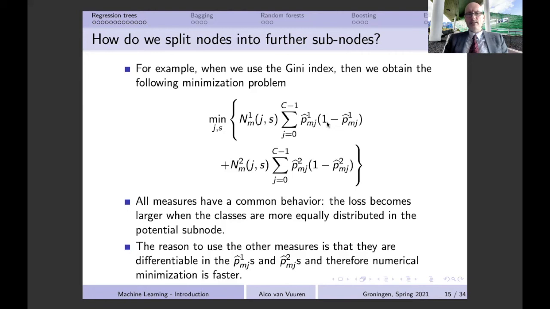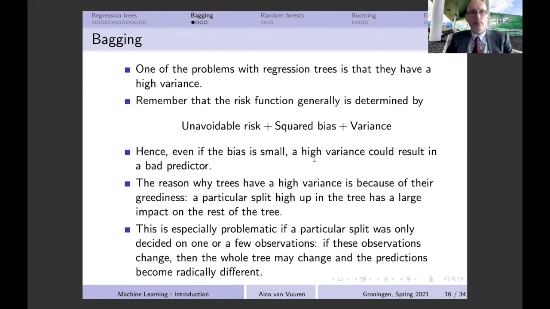There is a reason to use this Gini index rather than the original minimization problem that we had before. The main reason is that the Gini index is differentiable in this p hat. It's everywhere differentiable, including, of course, at 0. But the idea is exactly the same. When the p hats are quite different from each other in a particular subclass, then we like that particular subclass quite a lot. Therefore, we try to break up the space into further subspaces for which the p hats are quite different among the different classes.